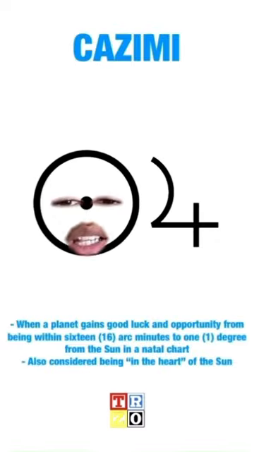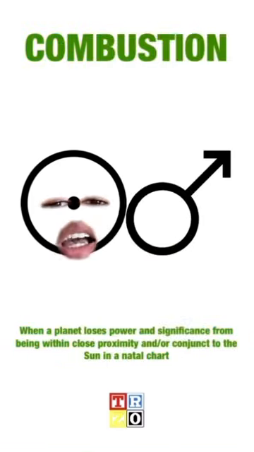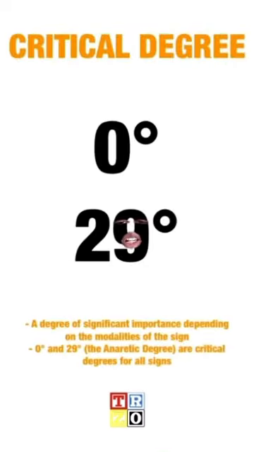What's your function? Cazimi. It's when a planet gains good luck and opportunity from being within 16 arc minutes to 1 degree of the sun in a natal chart. It's also considered being in the heart of the sun. Combustion. It's when a planet loses power and significance from being within close proximity and/or conjunct to the sun in a natal chart. Now this is from 1 degree on. Anything closer, Cazimi.